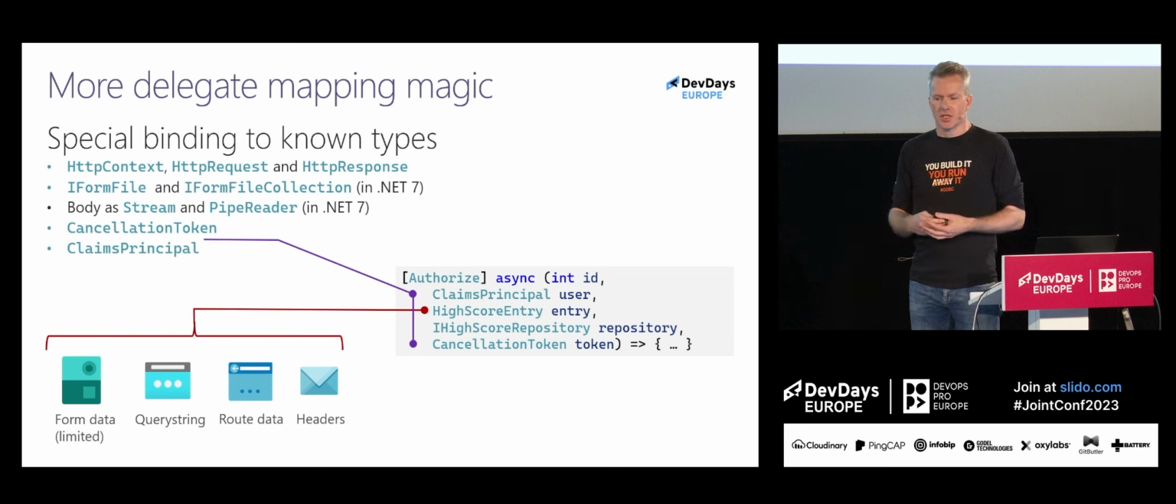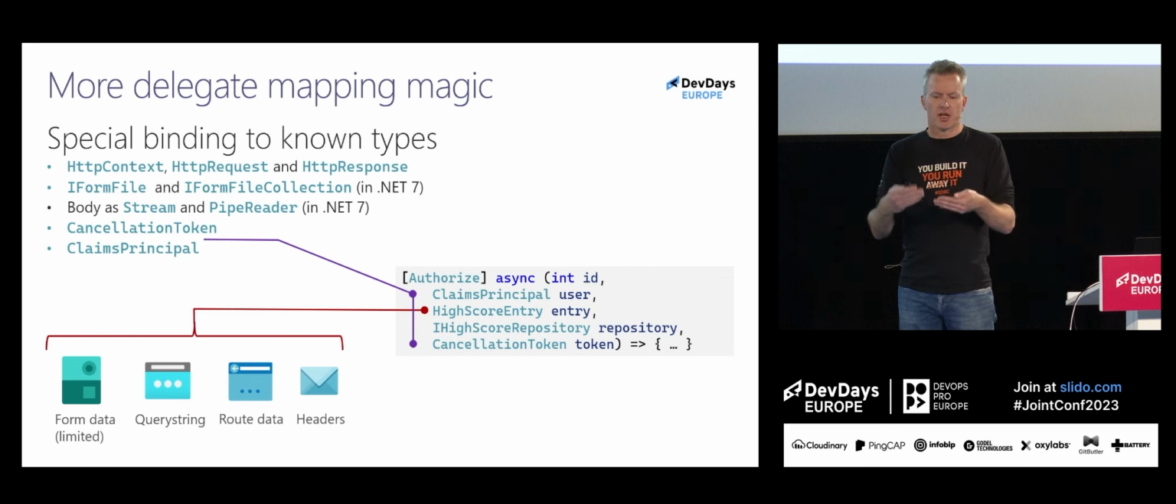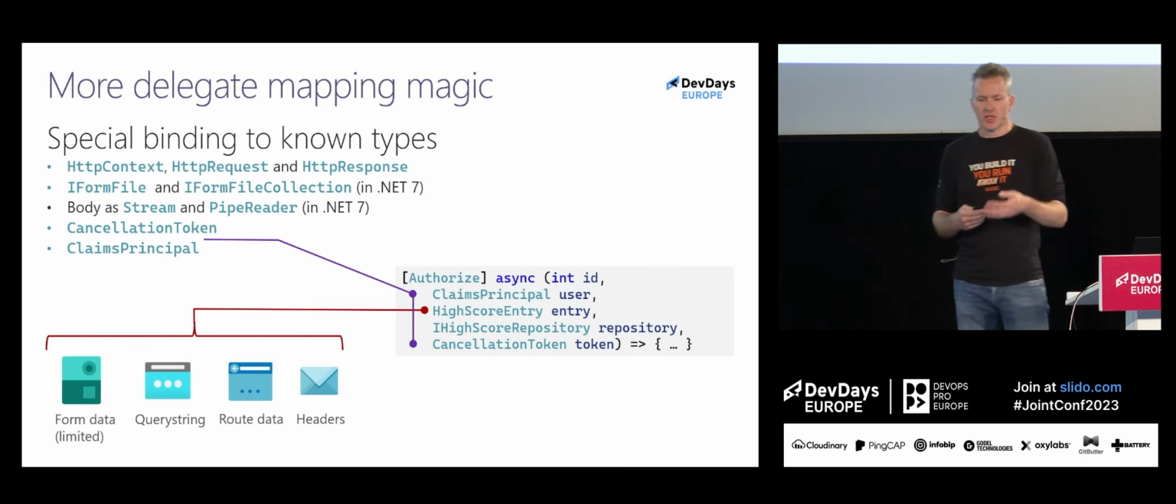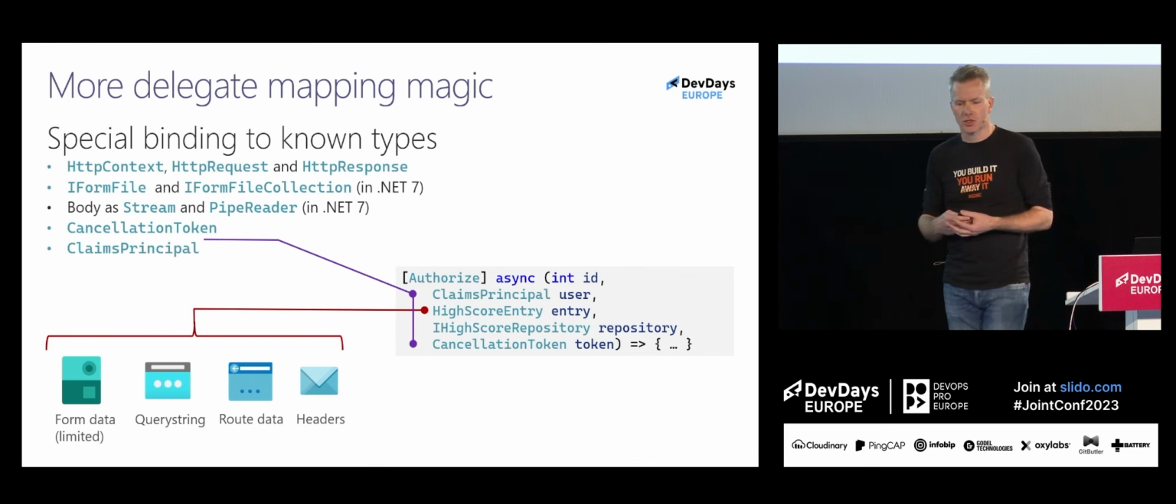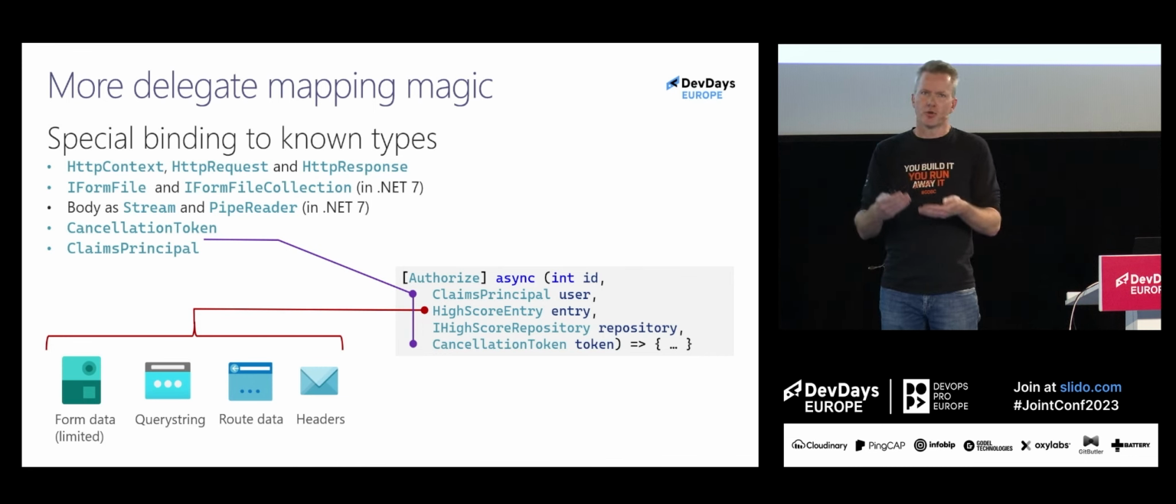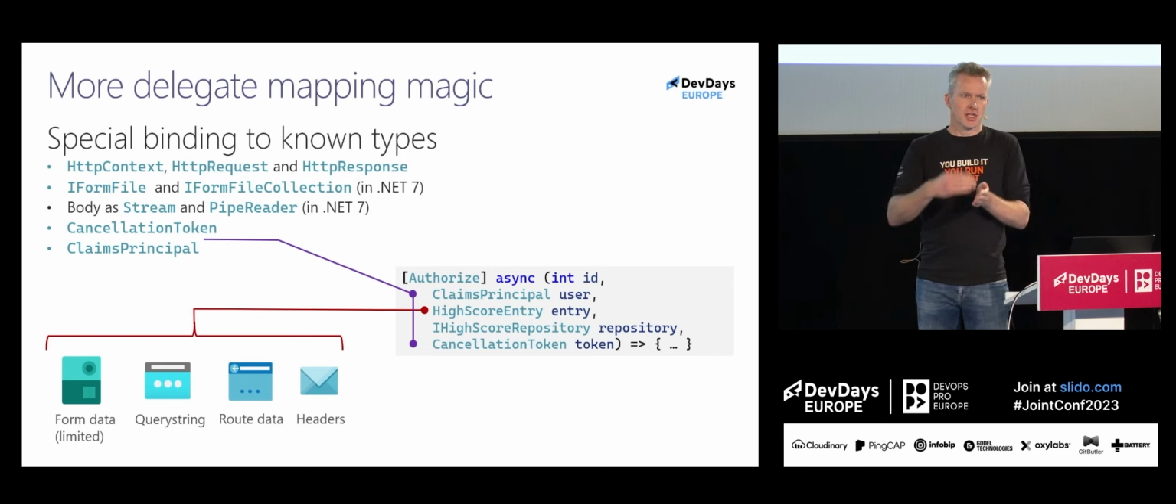Now some more on the delegate mapping magic. If you put things in that are known, such as the HTTP related ones, context, response and request, they will get picked up. In .NET 7 and onwards, you also have form file and form file collection. You can even do streams and pipe readers, so you can take incoming streaming data. And then in particular, cancellation token, if you have long-running requests that need to take part in this async await with cancellation tokens. You can either pass them on, or you can check for is cancellation requested. And the claims principal is about security.